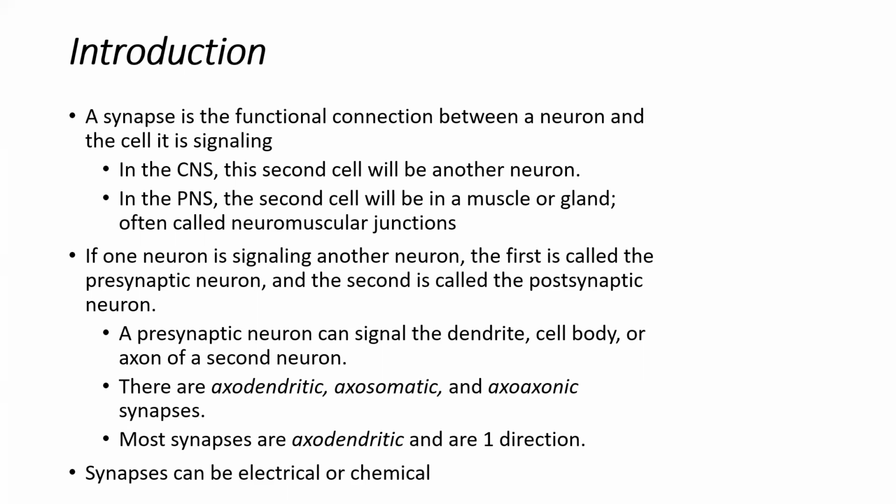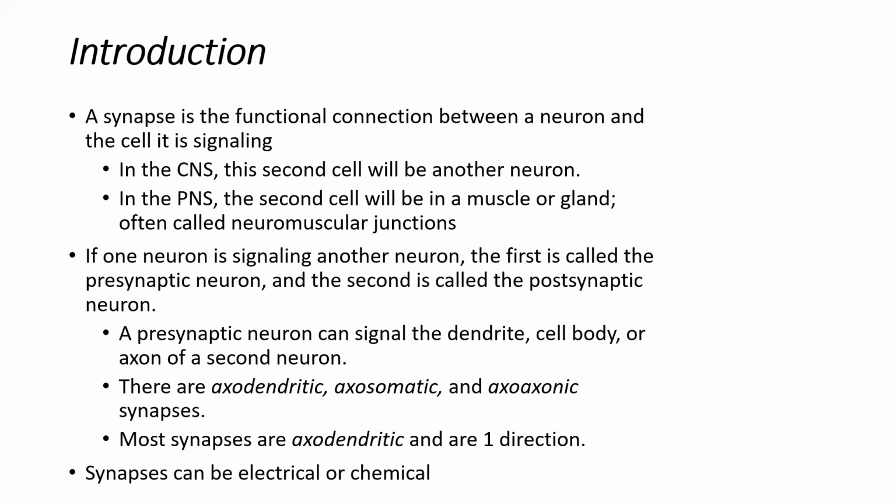That's going to be an axodendritic synapse. It can synapse onto the soma or cell body. That is going to be an axosomatic synapse. Or it can synapse onto the axon of that second neuron, that postsynaptic neuron, and that would be an axonic type of synapse, okay? Now, the most common type of synapse, sort of the traditional synapse that we will speak about, is the axodendritic synapse, okay?